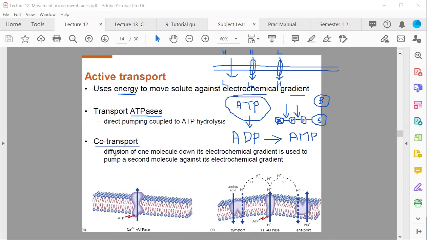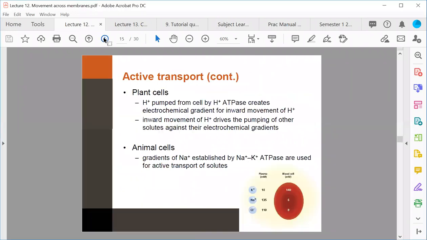So co-transport can be described as diffusion of one molecule down its electrochemical gradient, that is the protons there and there, and that movement is used to pump a second molecule against its electrochemical gradient. All right, and this is a system that's used very commonly in plants. And we'll look at the system in animals in just a minute. Okay, so let me clear all that. All right, so let's just recap first.